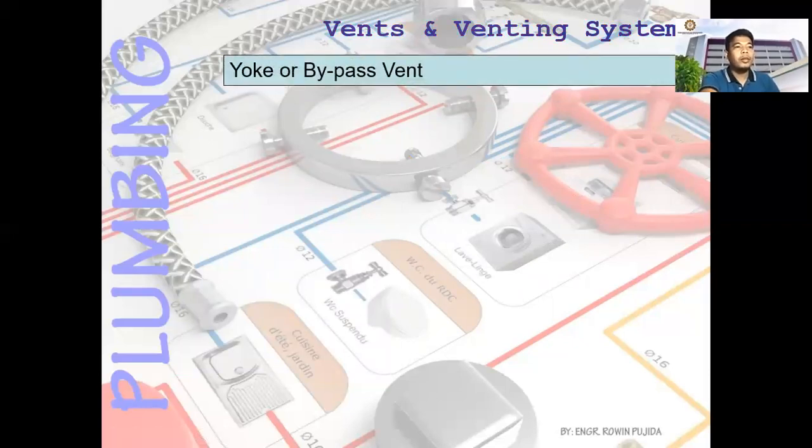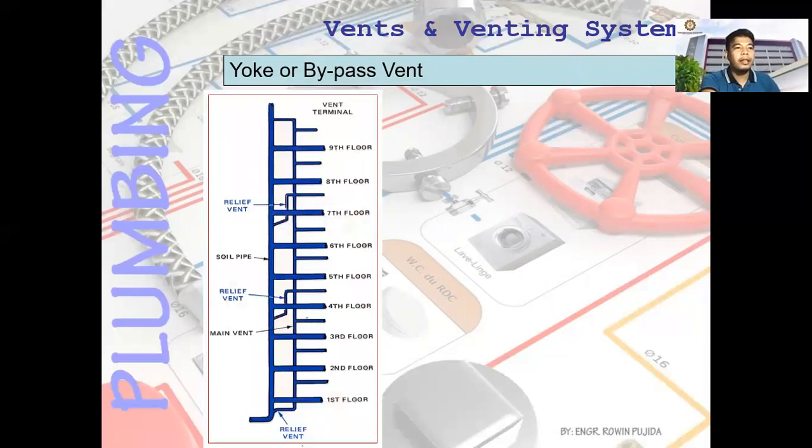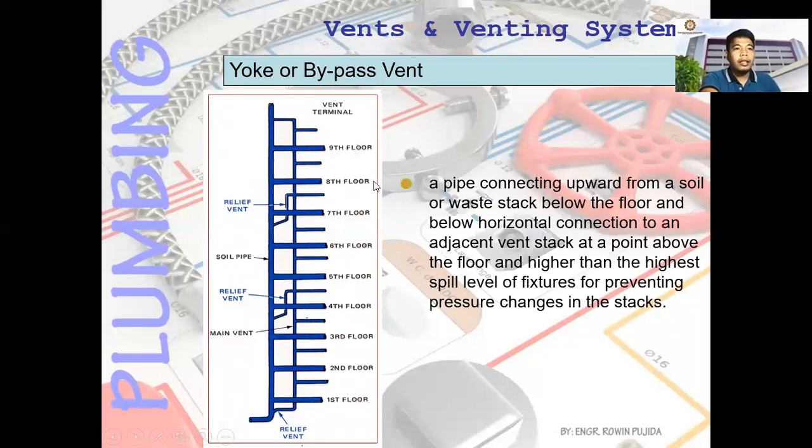Next, you have the loop or bypass vent. This one. So loop or bypass, or maybe a relief, it's just the same. Okay. So a pipe connecting upward from a soil or waste stack below the floor and below horizontal connection to an adjacent vent stack at a point above the floor and higher than the highest spill level of fixture for preventing pressure changes in the stacks.